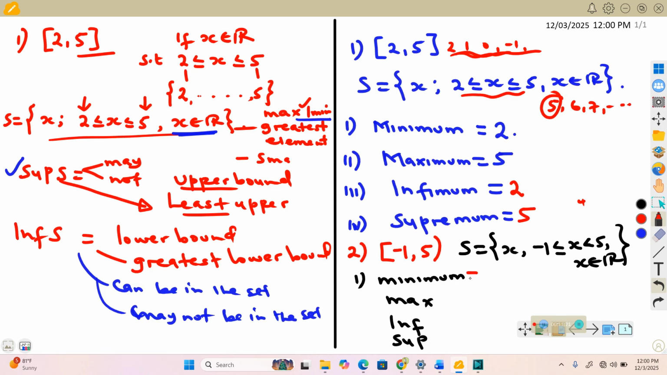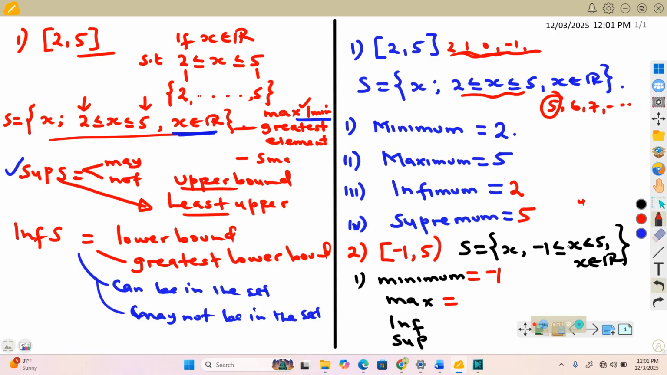When we are looking at the minimum, we need the smallest element of this set. What will be the smallest element in this given set? The smallest element will be -1. Then what will be the maximum? The maximum must be the greatest element in this given set. Looking at the elements of this set, they move up to 5, but 5 is not included in this set. So in this case, we don't have a maximum.